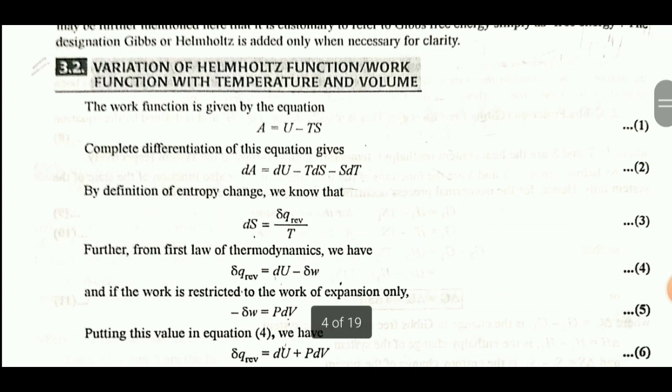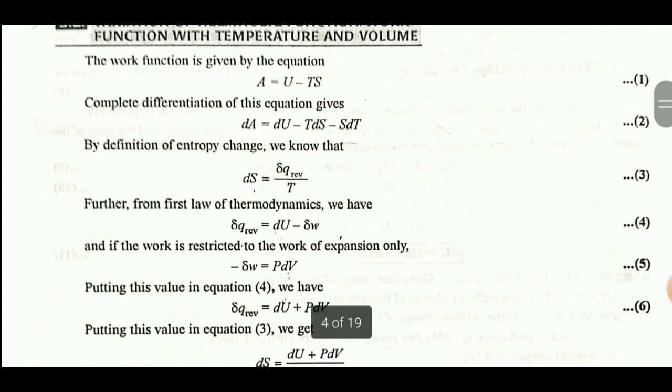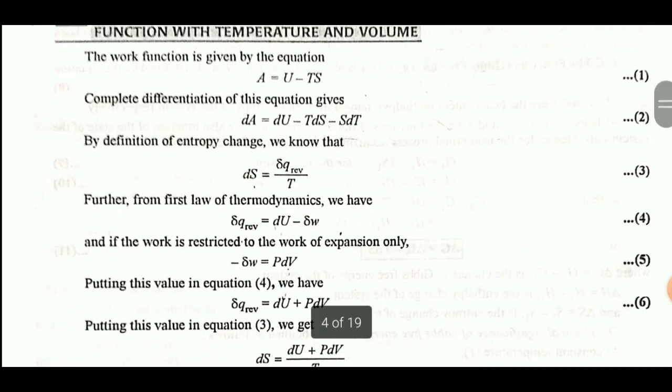Variation of Helmholtz function (work function) with temperature and volume. The work function is given by the equation A = U - TS. Complete differentiation of this equation gives dA = dU - TdS - SdT. By definition of entropy change, we know that dS = δq reversible / T. Further, from the first law of thermodynamics, we have δq reversible = dU - δw.